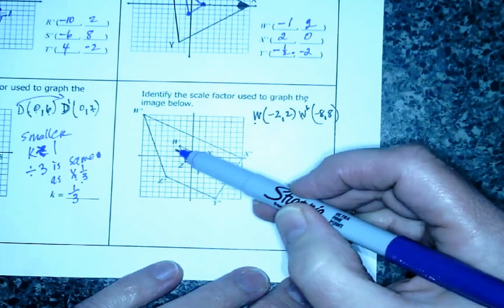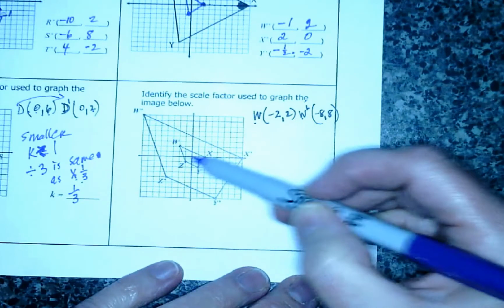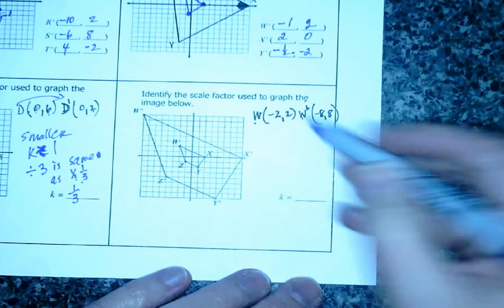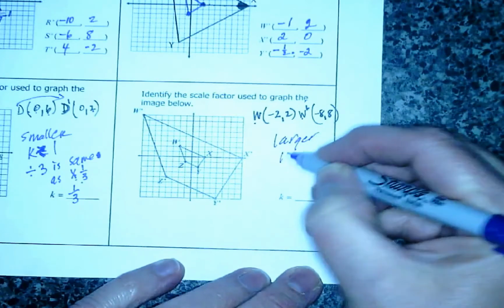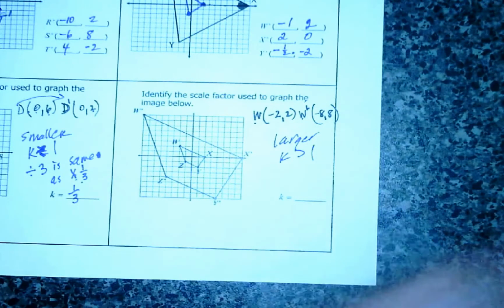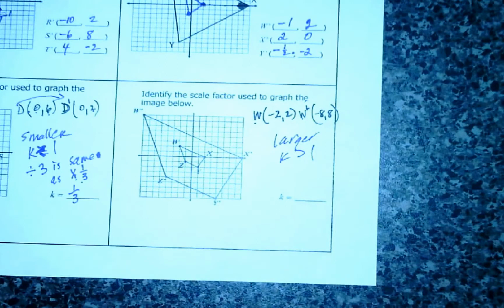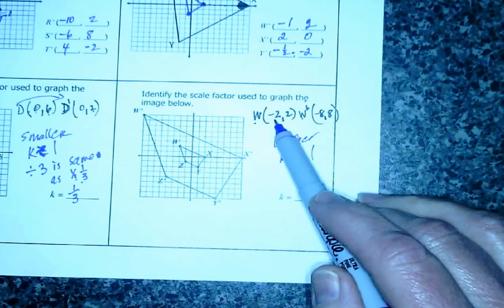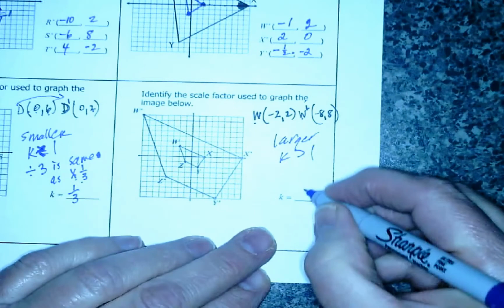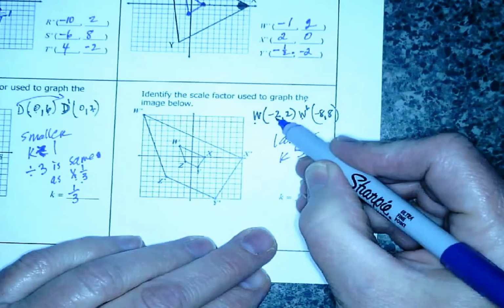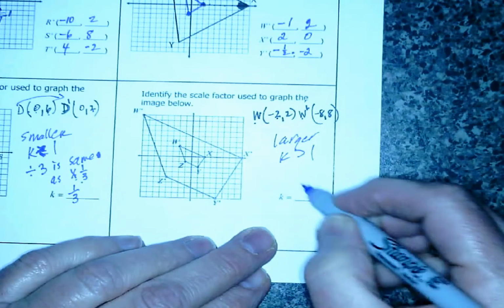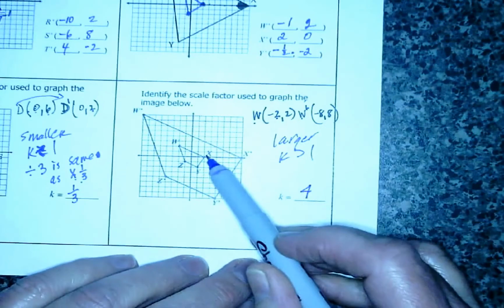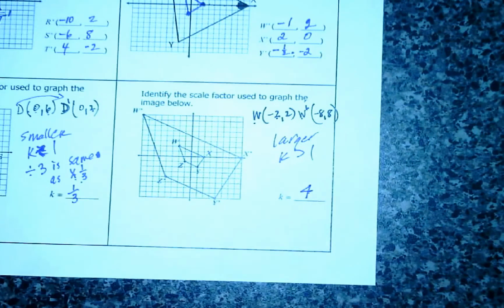Okay, so I can see very clearly that I went from a smaller shape to a larger one, so I know my K is going to be greater than 1. So basically, what am I multiplying by to get from this ordered pair to this ordered pair? I think you can pretty quickly see -2 times 4 is -8. And I think you would find if you did that for all of the points, they would all have the same scale factor of 4. All right, let me know if you have any questions on dilations.